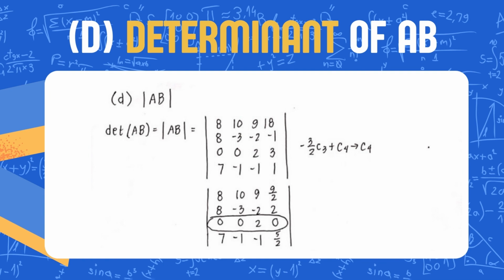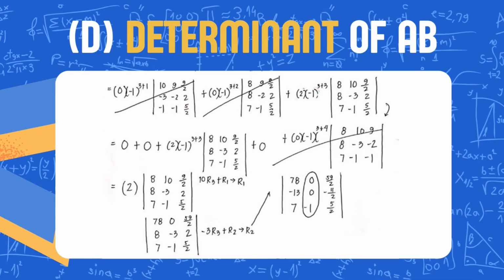Then, we apply the step that we had just established. Negative 3 halves multiplied by 9 plus 18 is equal to 9 halves. Negative 3 halves multiplied by negative 2 plus negative 1 is equal to 2. Negative 3 halves multiplied by 2 plus 3 is equal to 0. Negative 3 halves multiplied by negative 1 plus 1 is equal to 5 halves.